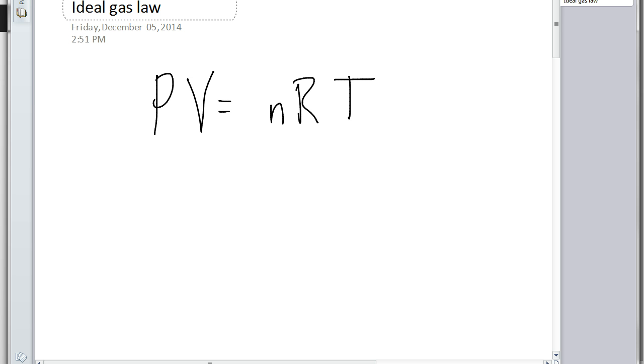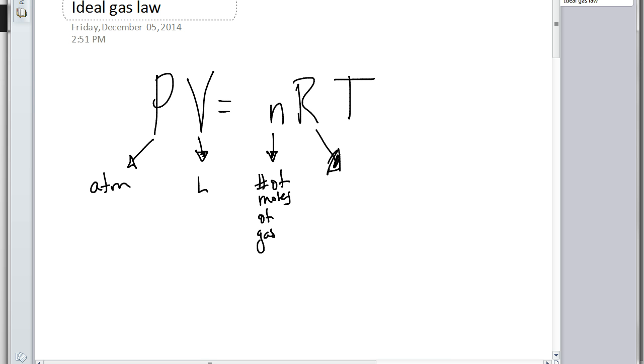Let's talk about each one of these variables really quickly here. We'll start off with pressure. We need to make sure that whenever we're doing a problem involving ideal gas law that we have our pressure in atmospheres. For volume, we want our units in liters. N is going to be the number of moles of a gas.